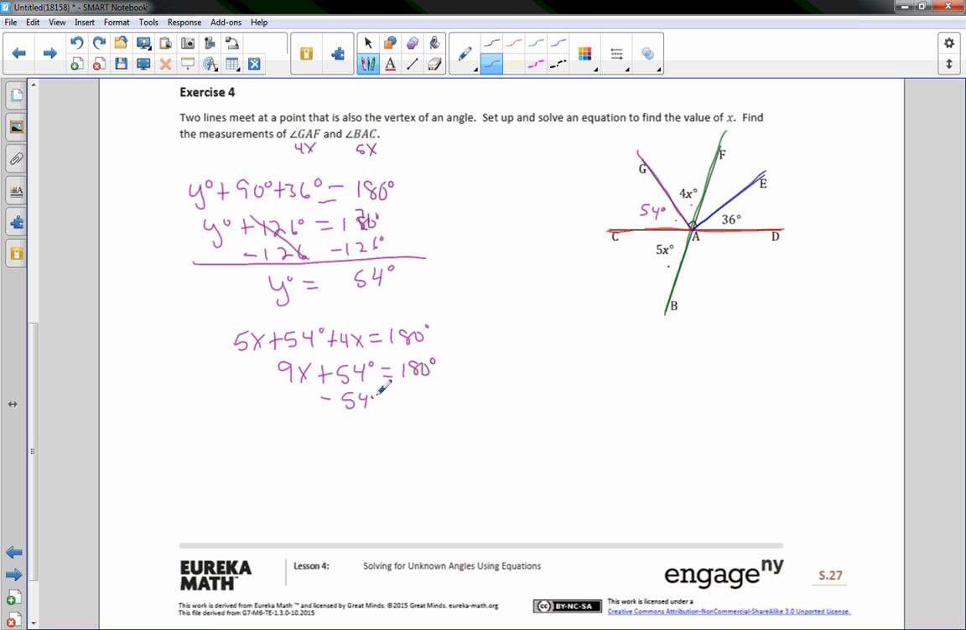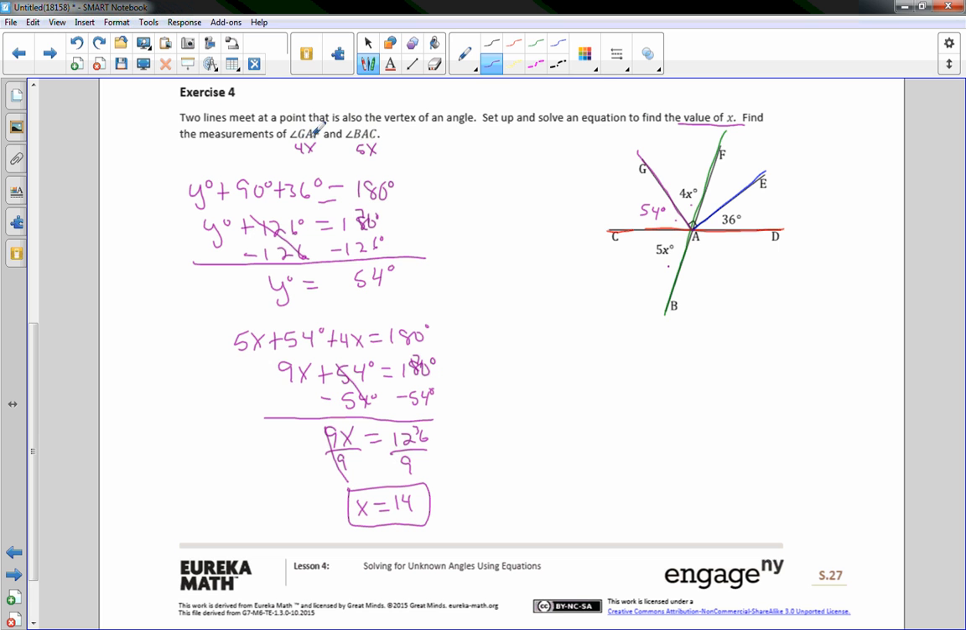Subtract 54 degrees from both sides. This cancels. I get 9x equals 180 minus 54, which is 126 degrees. Divide by 9, divide by 9. The 9's cancel. I get x equals, 9 goes into 12 once with a remainder of 3, and 9 will go into 36 4 times. So x is 14. Find the value of x equals 14.